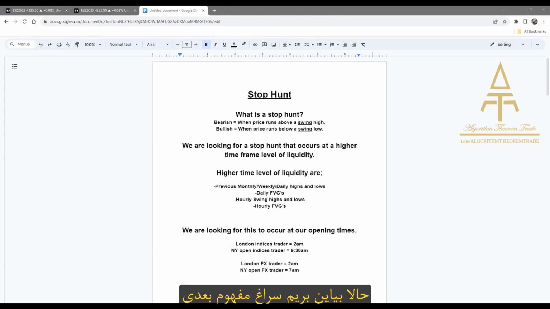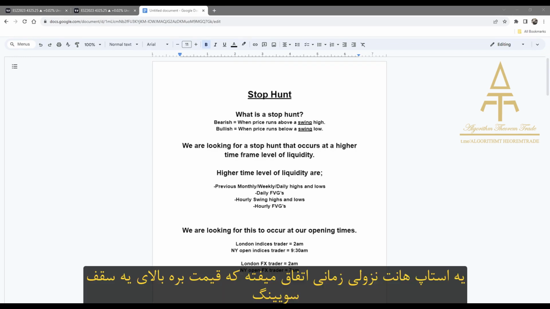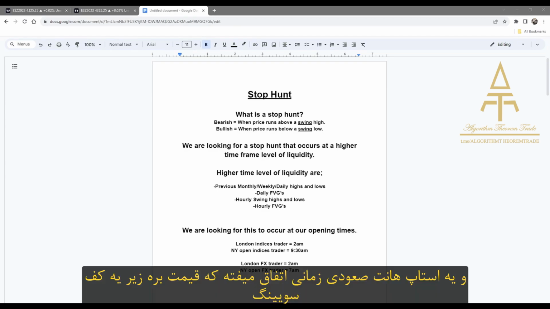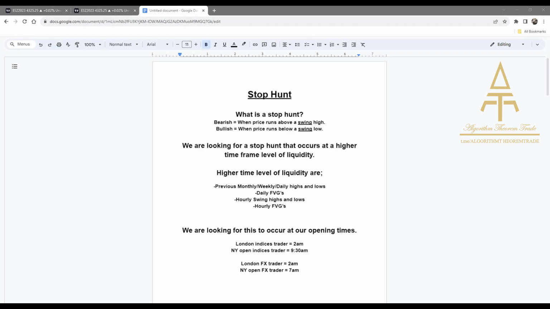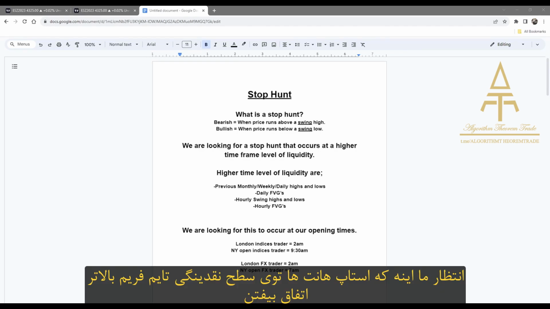Now, let's take a look at our next concept. What is a stop hunt? A bearish stop hunt is when price runs above a swing high. A bullish stop hunt is when price runs below a swing low. We are looking for a stop hunt that occurs at a higher time frame level of liquidity.